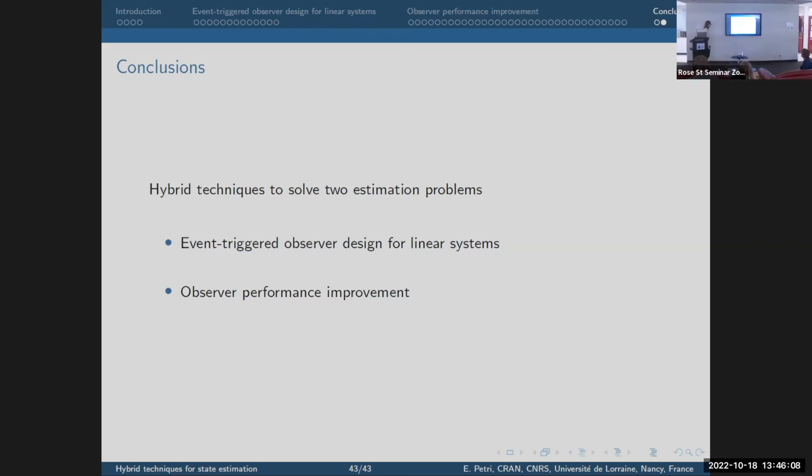Yes. I was wondering if you've thought about whether it would be useful, instead of just switching to one of them, to take a number of the X hats and take the average of them, for example.